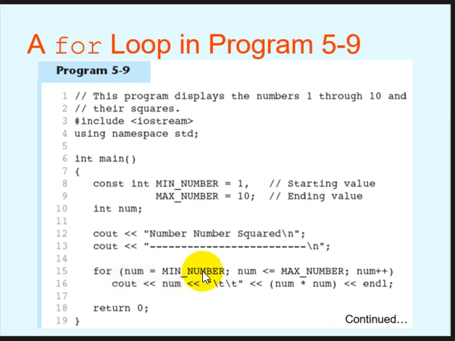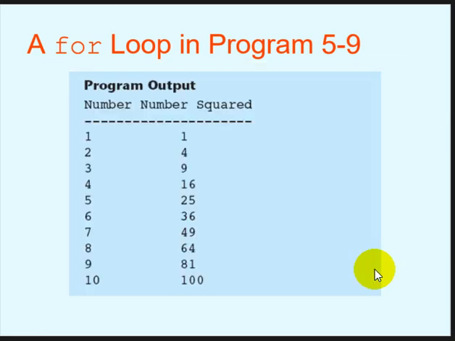num is equal to the minimum number. Make sure you declare the num variable. So num is equal to the minimum number, which is 1. num should be less than or equal to the maximum number, which is 10. So this is the end limit of the for loop. And then num plus plus, this is the counter variable. So it is 1, it is at most 10, the condition is true, it will print the variable and the variable square separated by two tabs, and then again go to the update section, and it will update the num variable. And this is how it will print the output.